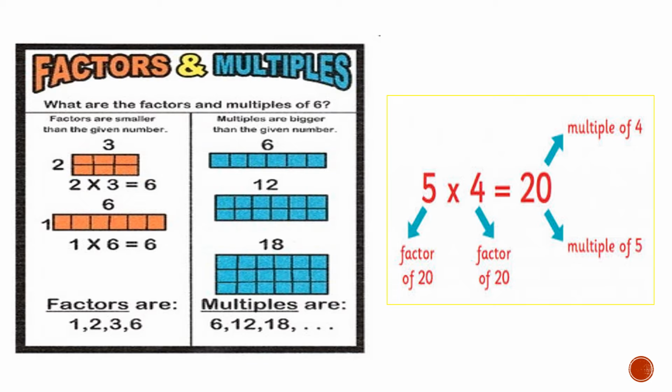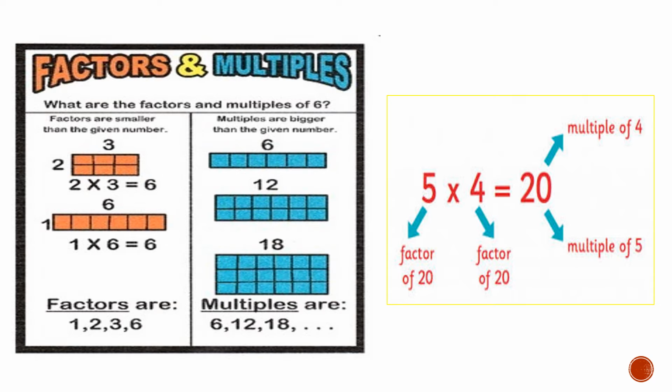Now let us see what multiples are. One row with 6 blocks, you can write it as 6 into 1 equal to 6. Two rows with 6 blocks each, so you can write 6 into 2 equal to 12. Three rows with 6 blocks each, so 6 into 3 is 18 and so on. Now what do you observe? Multiples are always equal to or greater than the number. You can see here the first multiple is 6, and the other multiples are all greater than 6: 12, 18, and if you find the next multiple it will be 24.